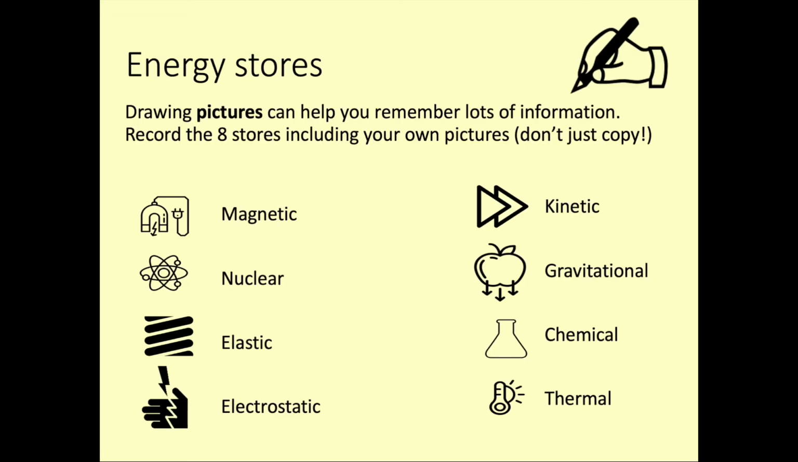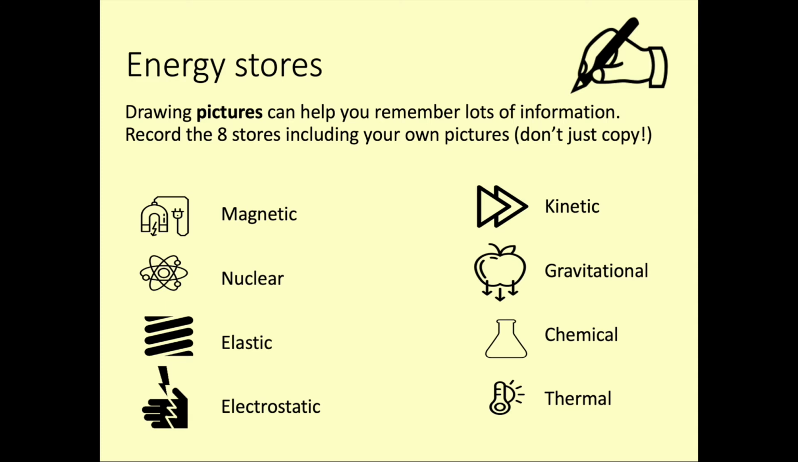Okay, so we've said there are 8 energy stores. These are the 8 energy stores that we talk about in physics, and we'll talk about what each of them are in a moment. Magnetic, nuclear, elastic, electrostatic, kinetic, gravitational, chemical and thermal.